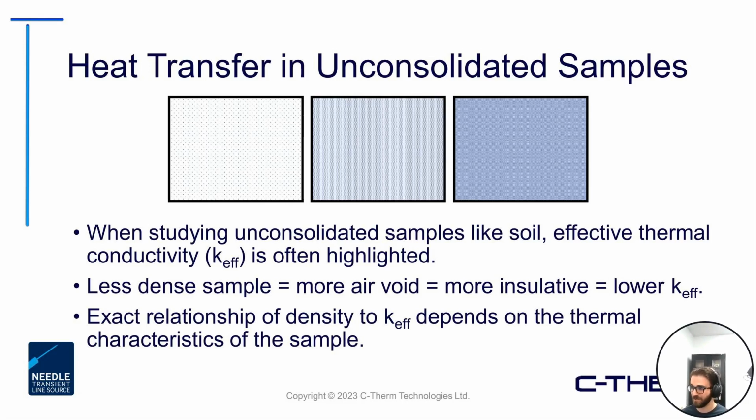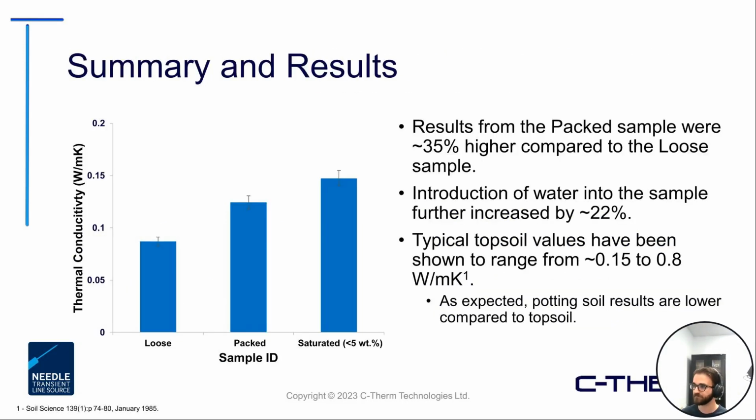So a less dense sample, if you look at the boxes, you see those three different boxes. The one that is less densely packed will have more air voids present in the evaluated volume. Air is, of course, a very good insulator, so the net material that we'd be looking at would be more insulative in nature and therefore have a lower thermal conductivity. Now, the exact relationship between the density and the effective conductivity depends on a variety of factors: the size of the particles inside, how they pack together, what they're made out of, of course. There's a lot of things to consider there, but generally speaking, lower density will be lower thermal conductivity.